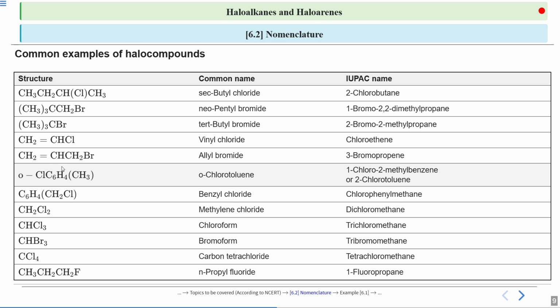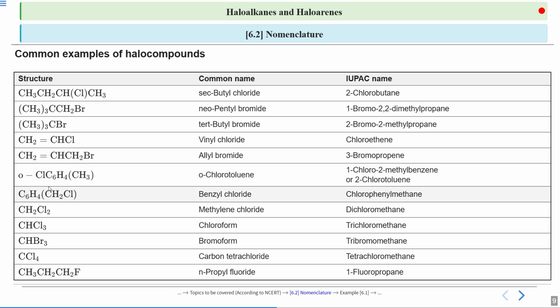C6H4 is for the aromatic ring. CH3 means one of the substituents on the aromatic ring is methyl at the first position, and chlorine is at the ortho position, right? So we call its common name orthochlorotoluene, and the IUPAC name is 1-chloro-2-methylbenzene or 2-chlorotoluene. Okay.